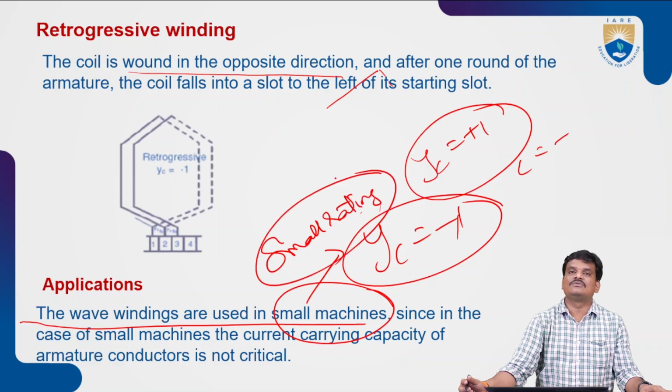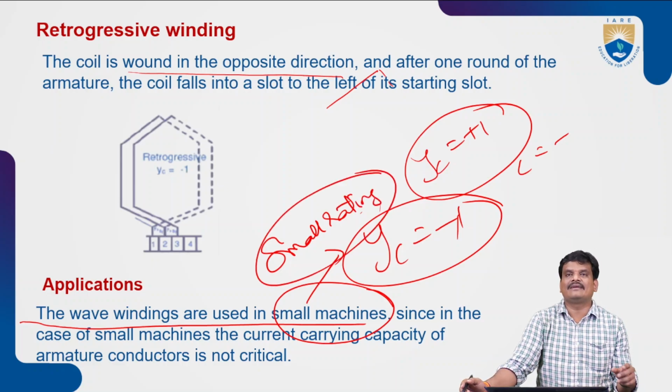Why is it used only for small rating machines? Because the current carrying capacity of small rated machines is very less when compared to that of large rating machines.